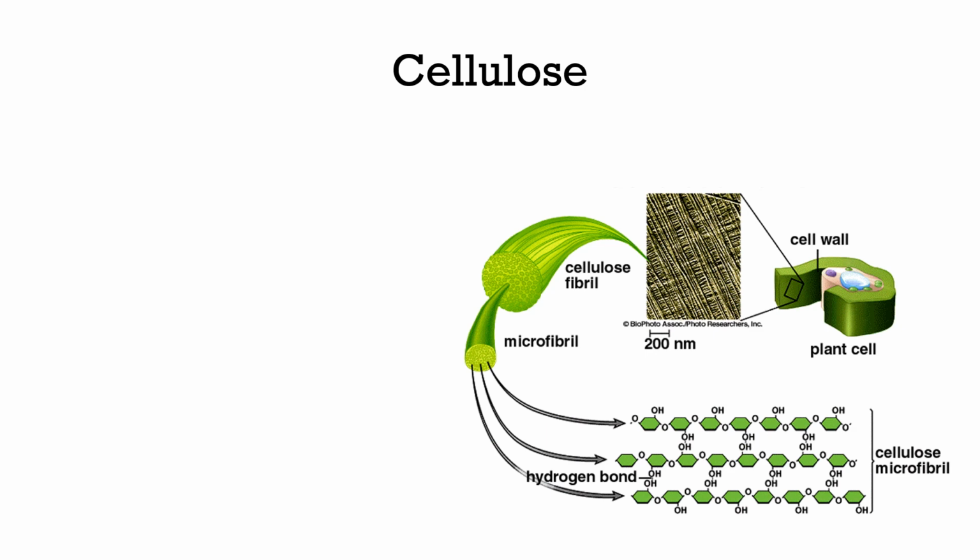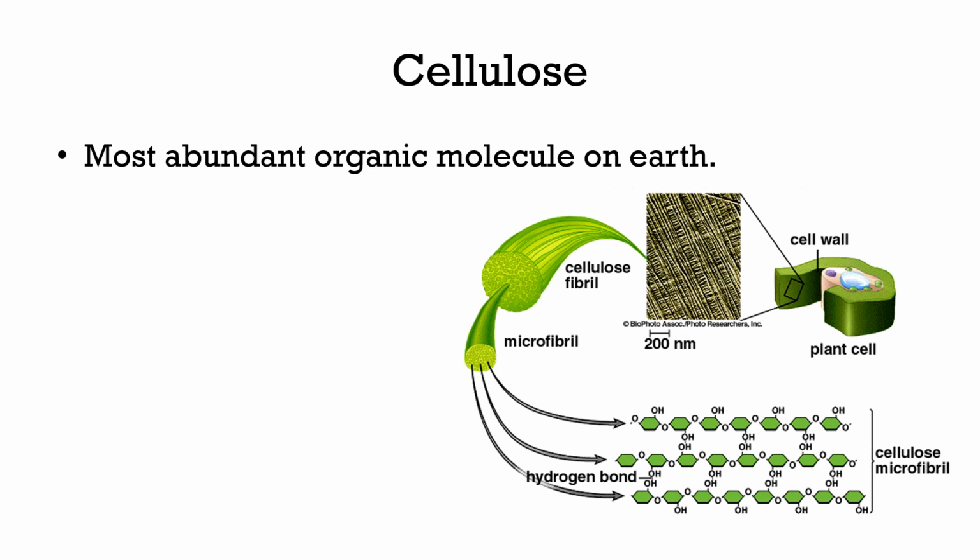Our last main polysaccharide is going to be cellulose, and cellulose is the most abundant organic molecule on the planet. Every single plant that we have is made out of cellulose. So cellulose is going to be the structural fiber that gives the plants the ability to stand upright. They form cables, and we consider them fibers or fibrils, which is just kind of a smaller fiber. And these are going to be found in the cell walls of plant cells, and we'll talk about cell walls when we get to the cells.